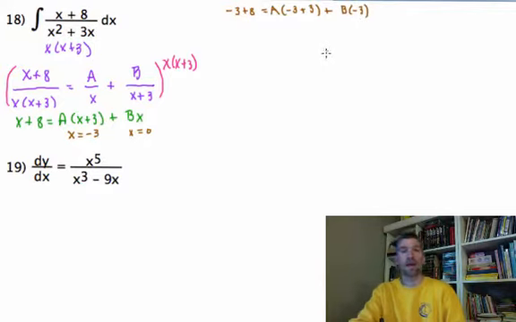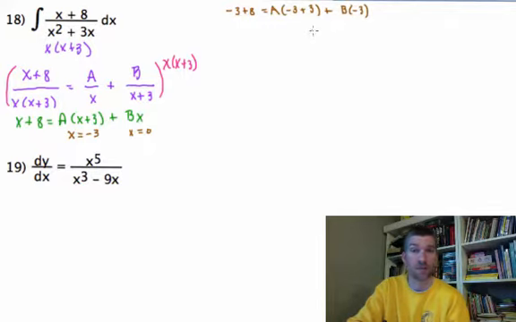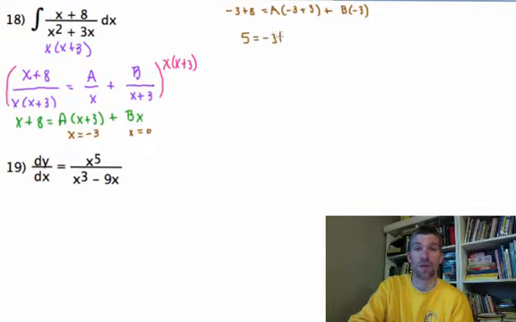Okay, and now to solve this guy out, and I know you're looking at it right now going, well, there's a's and b's. How do I solve it out? Well, -3 plus 3 is 0. So I've got 5 equals -3b, or -5/3 equals b. That's this guy right here. He's got to be -5/3.